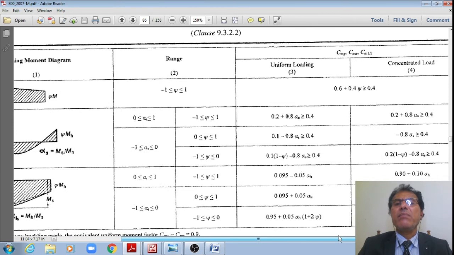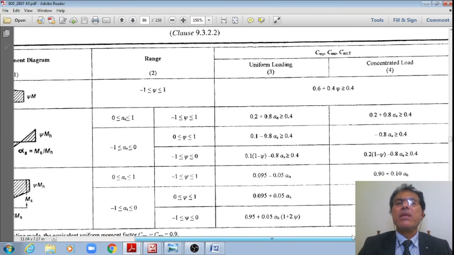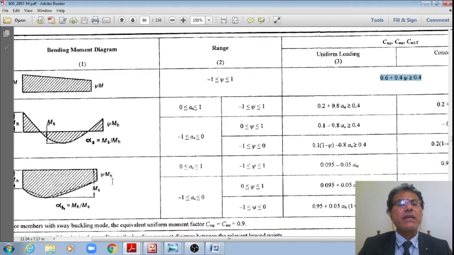Then for uniform loading as well as concentrated loading, Cmy, Cmz and CmLT should be taken as 0.6 plus 0.4 psi. It should be greater than or equal to 0.4. Like that, you will see for other bending moment diagrams.